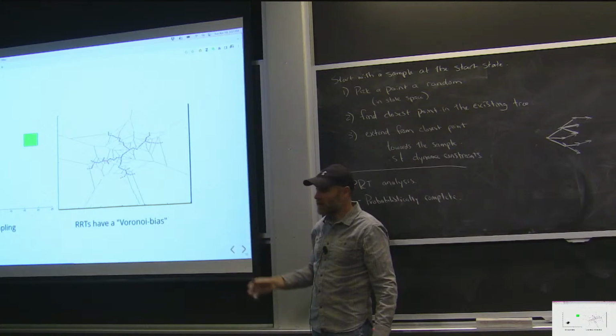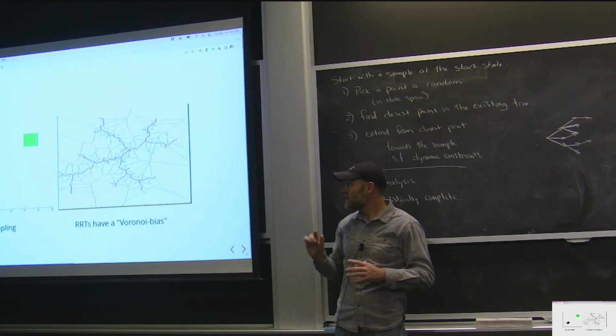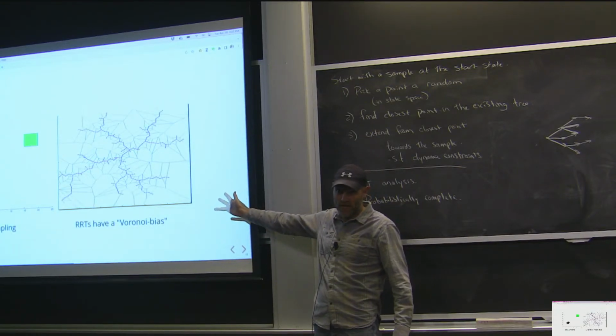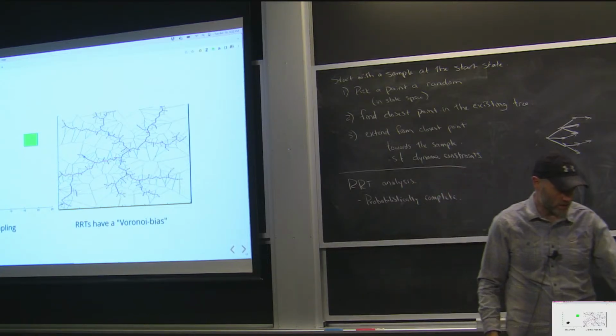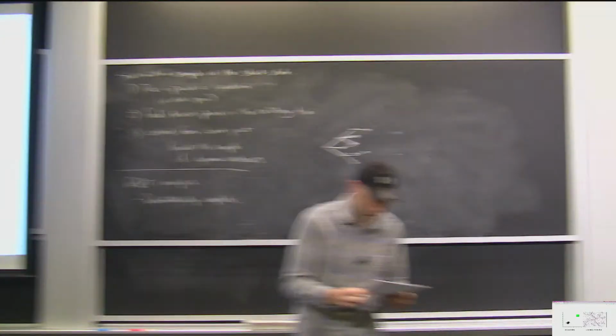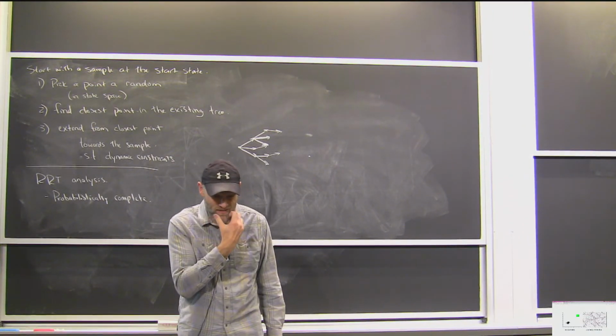You get these hairballs of trees that are right on top of each other, and they don't have this beautiful property. Okay, so this idea of picking a goal at random and shooting towards it gives us this beautiful Voronoi bias property. This fast coverage. And the algorithms are surprisingly effective in high dimensions.